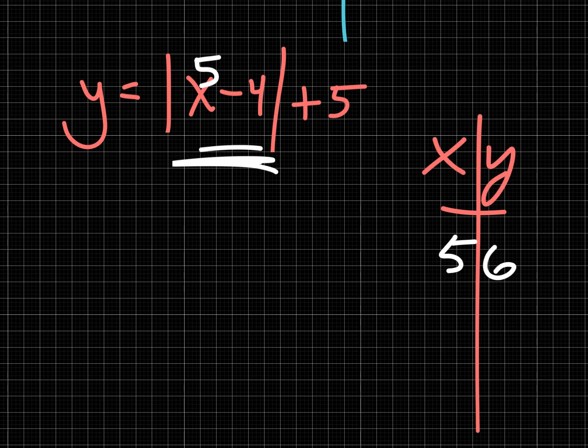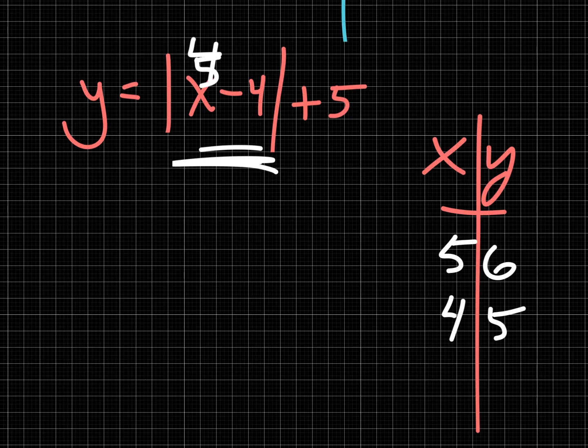5 comma 6 is on the graph. If I find enough dots, you'll just be able to connect the dots. What if I decided I wanted to put in 4? I can do that. I put in a 4. 4 minus 4 is 0. Absolute value of 0 is 0. Plus 5 is 5. 4 comma 5.